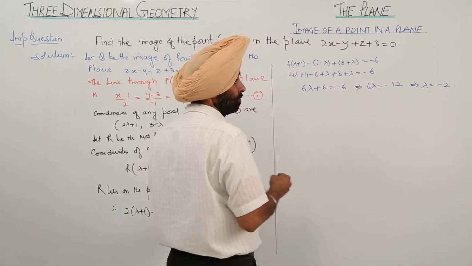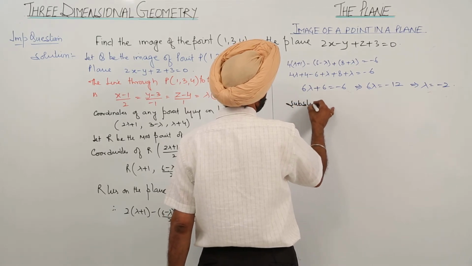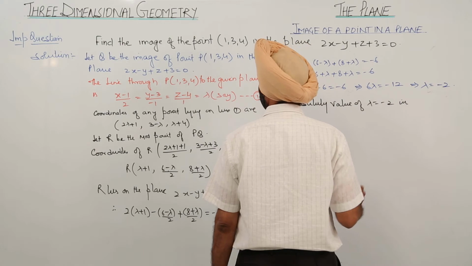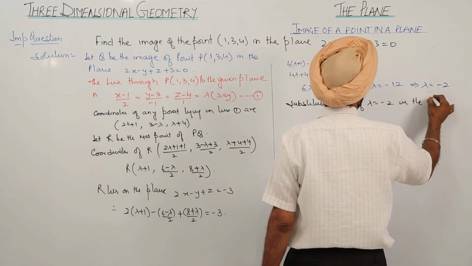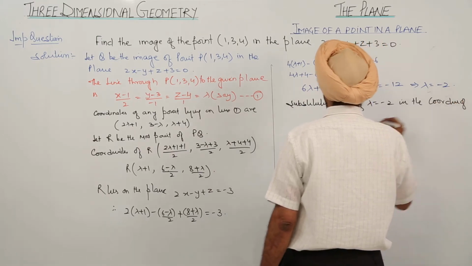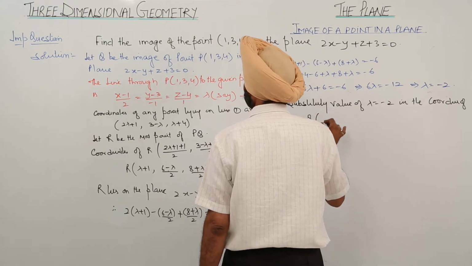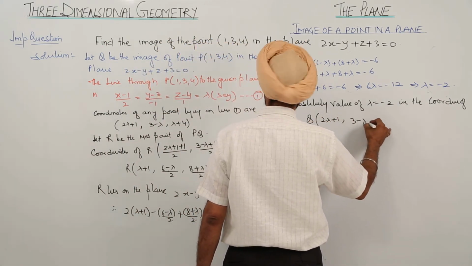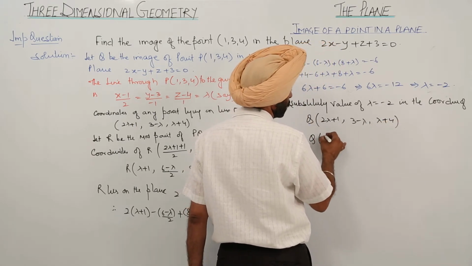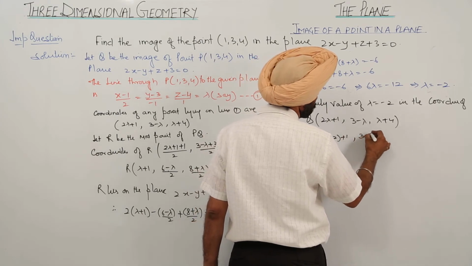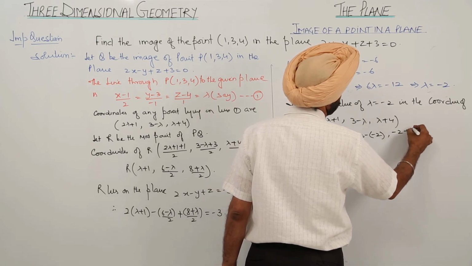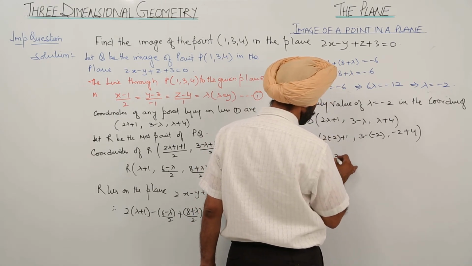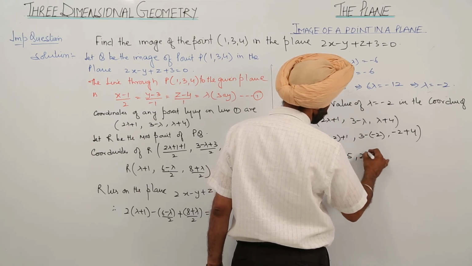Now, substituting the value of lambda equal to negative 2 in the coordinates of point Q, 2 lambda plus 1, 3 minus lambda, lambda plus 4. So we have now 2 times negative of 2 plus 1, 3 minus negative 2 and negative of 2 plus 4. So this becomes now negative of 3, then 5 and 2.